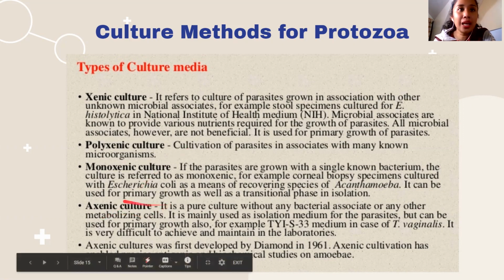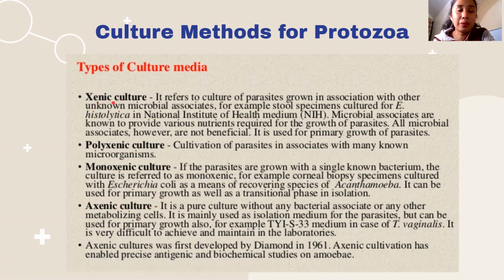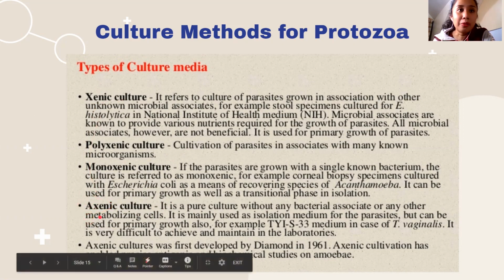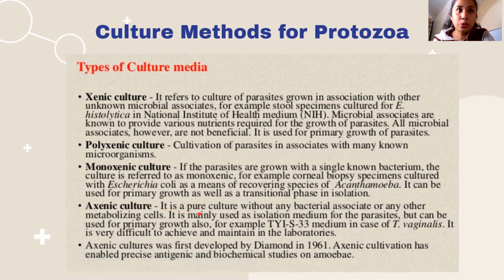Unlike your axenic culture, so absence, axenic. So, xenic has microbial elements. Axenic, the absence of other microbial elements. So, it is a pure culture. When we say polyxenic, so many, cultivation of parasite in association with many known microorganisms. And monoxenic, it has one companion.